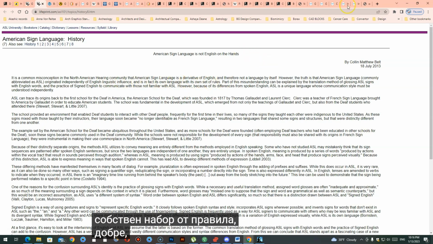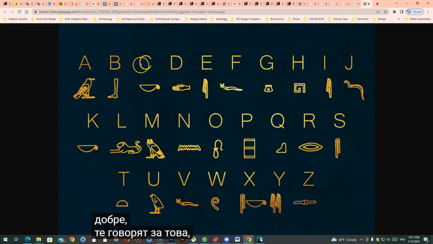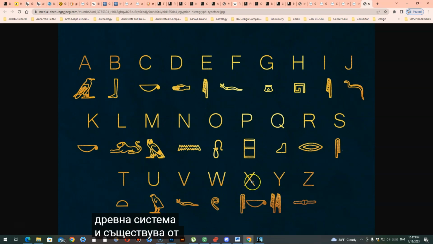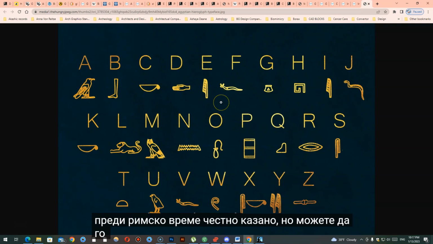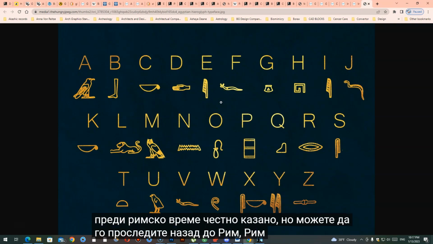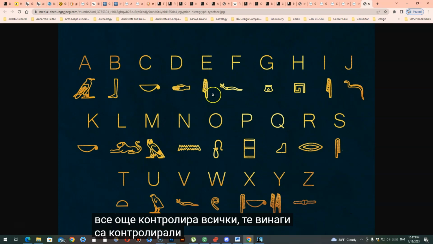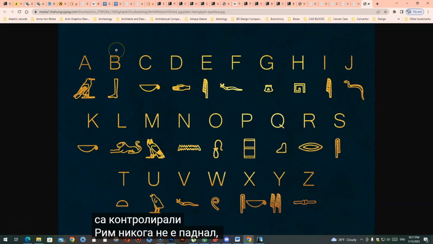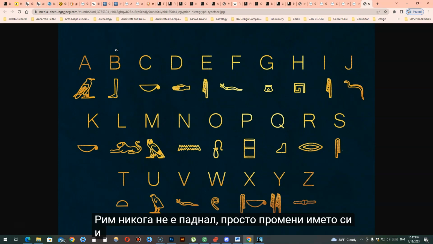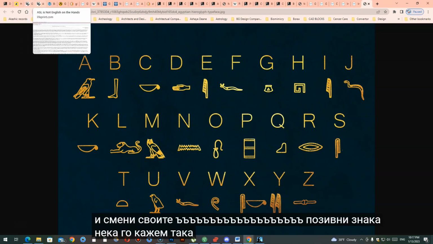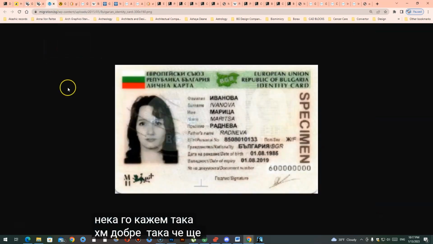Okay? They're talking about this. This is the system of Babylon. This is an ancient system. And it's been going on since probably before Roman times, honestly, but you can trace it back to Rome. Rome is still in control, everyone. They've always been in control. Rome never fell. It just changed its name, and it changed its calling signs. Let's put it like that. Okay, so we'll keep going.